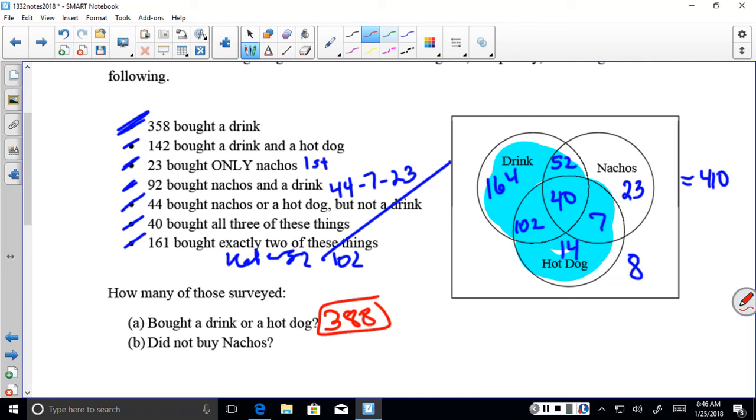How many did not buy nachos? Just take your hand and completely cover up the nacho circle. How many numbers do you have to add up? 4. So add 164 plus 102 plus 14 plus 8, and you'll get 288.